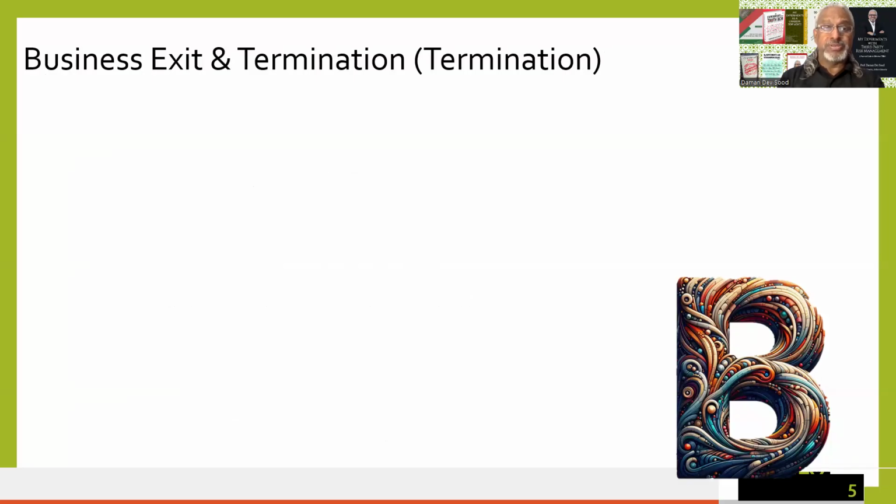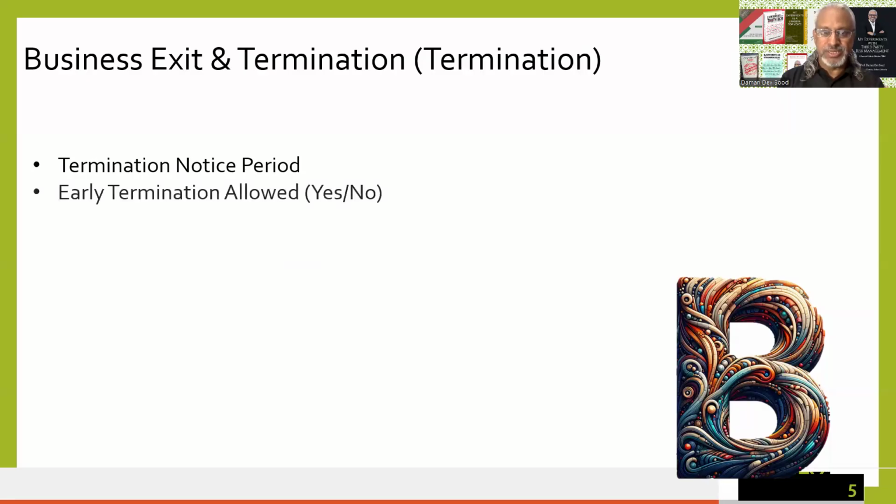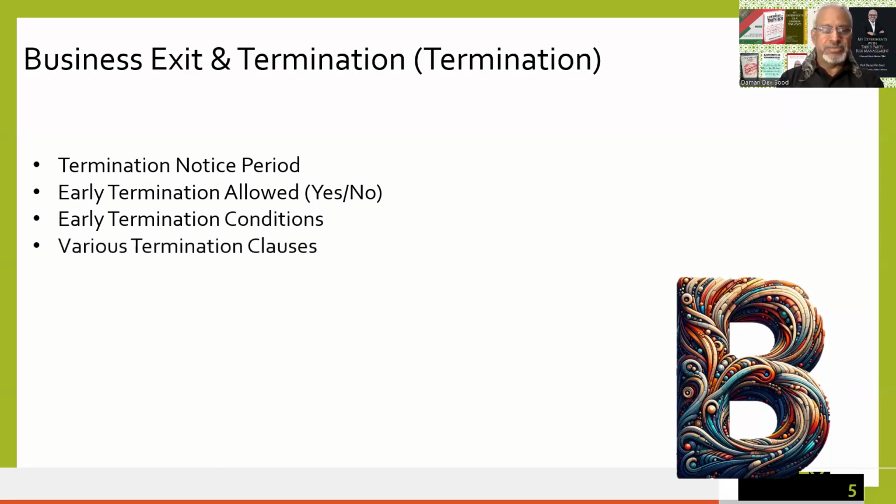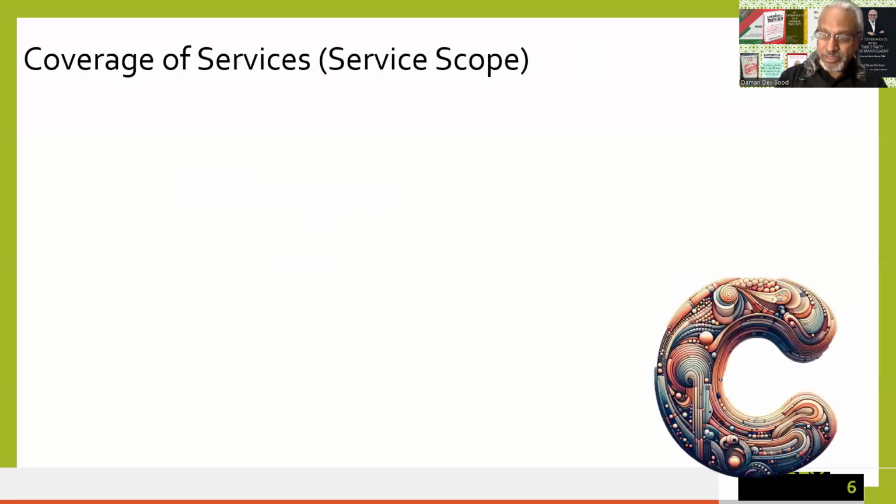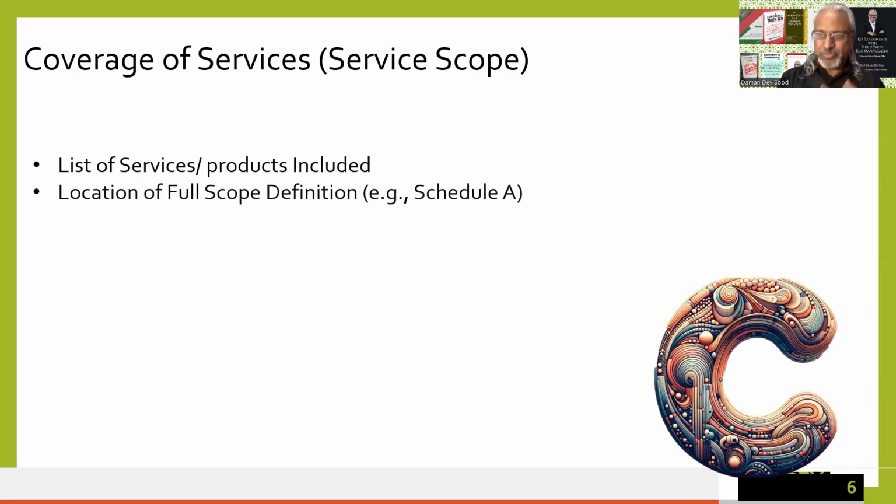B is business exit and termination points. So termination notice period, early termination allowed, yes or no, then early termination conditions, all possible termination clauses to be included. C is coverage of services or scope. So list of services or products to be provided, to be taken from the third party. Location of full scope. Change management.